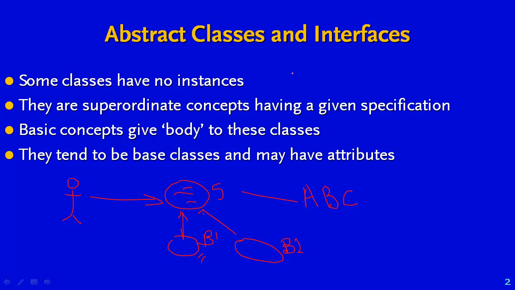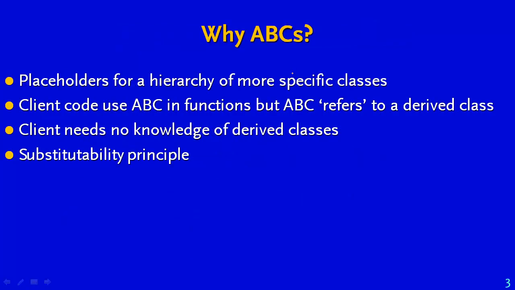Okay, so to summarize, you cannot create instances or objects of abstract classes because they're too generic. As I've said, this is the superordinate level in the conceptual hierarchy, and the basic classes actually do the actual work. So why do we want abstract base classes? It's a placeholder. The base class is the root, as it were, for a hierarchy of more specific classes. The client code uses the abstract base class in functions, but the abstract base class refers to a derived class at runtime.